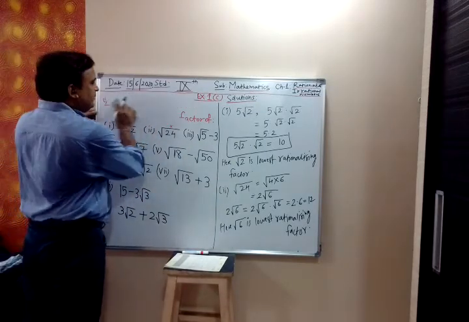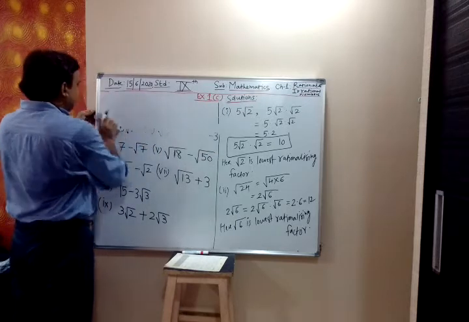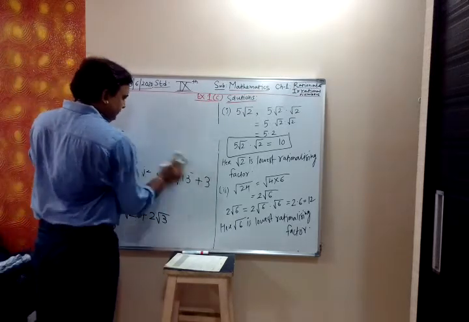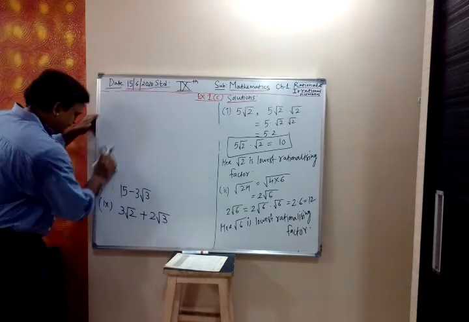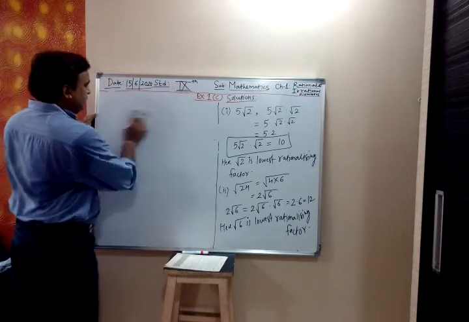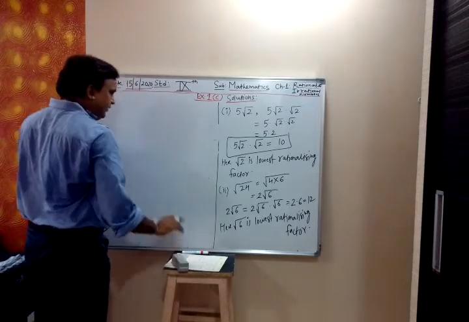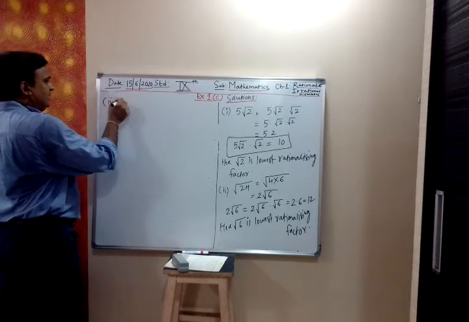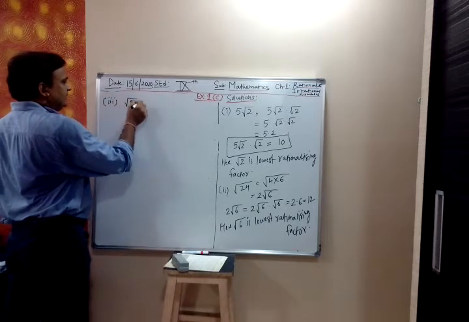Let us take the third one, root 5 minus 3. Root 5 minus 3, third one. And the third one I will explain, root 5 minus 3.